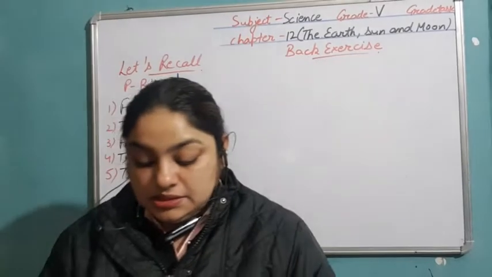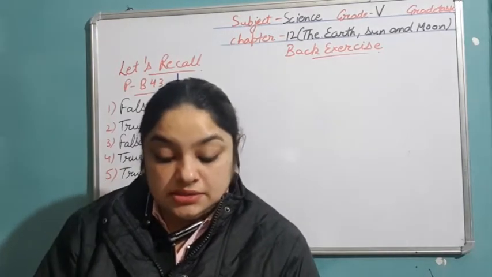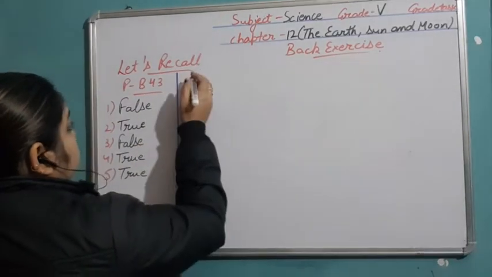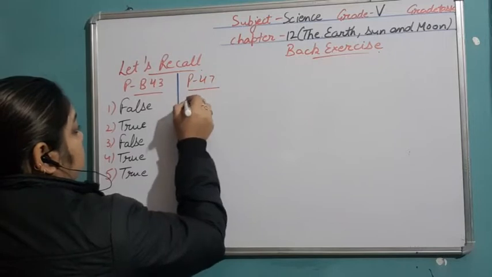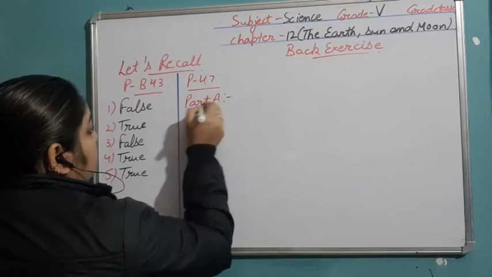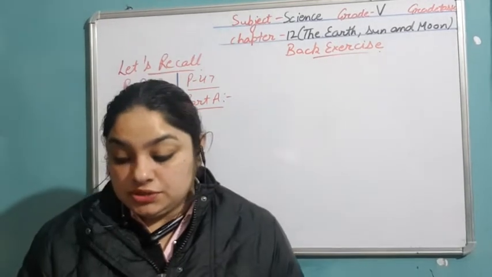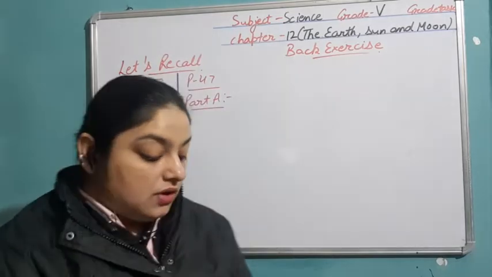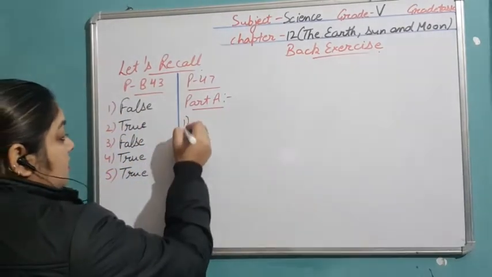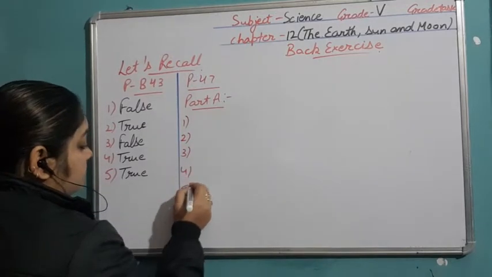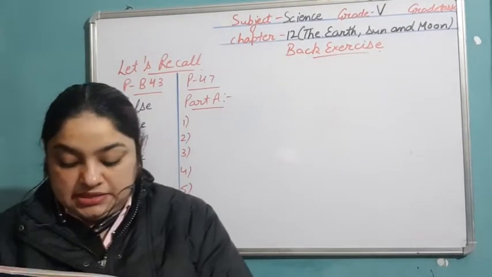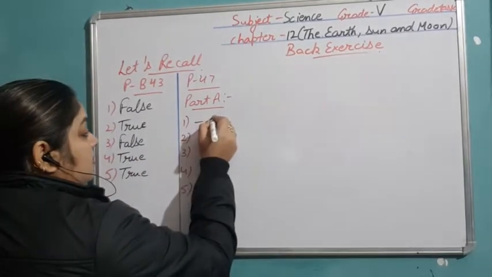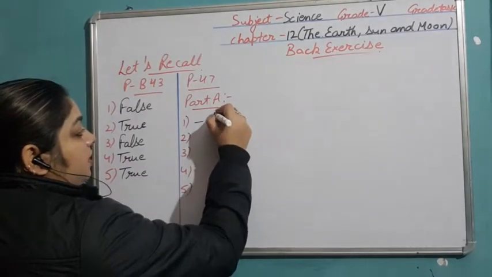After this, next is now the exercise. Page B47, let's answer. Part A is your MCQs. Now 4 options are given and you have to take the correct answer. Which of the following has air, water and land? A earth, B sun, C moon and D all of these. Correct answer is A. So on A you will put tick.